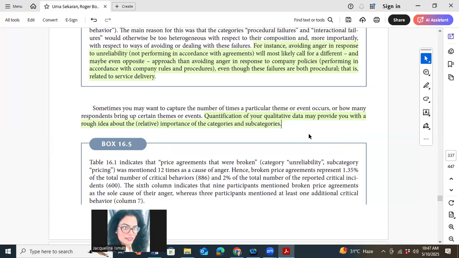Subcategory is broken price generation, 1.35% in the behaviors, 2% of the total number of people in the selection is 600 number. The sixth column indicates that 9 participants mentioned broken price arguments as the sole cause, whereas 3 participants mentioned at least one additional factor.